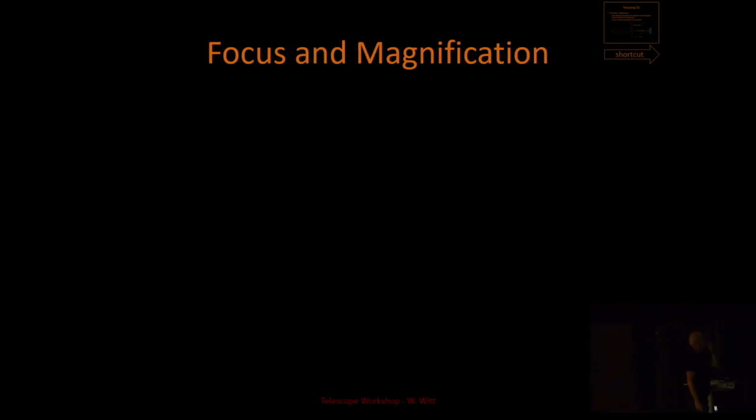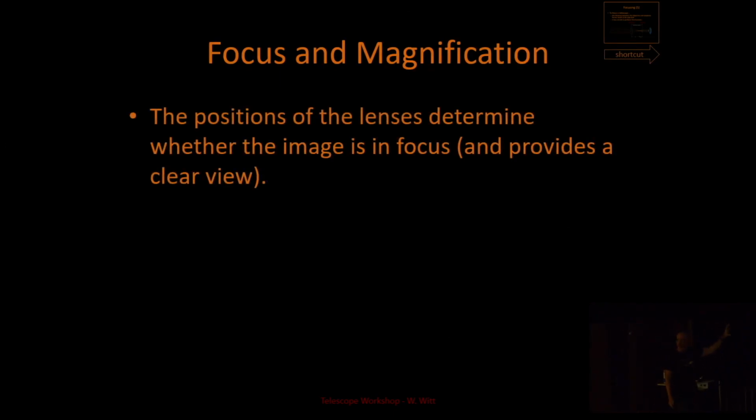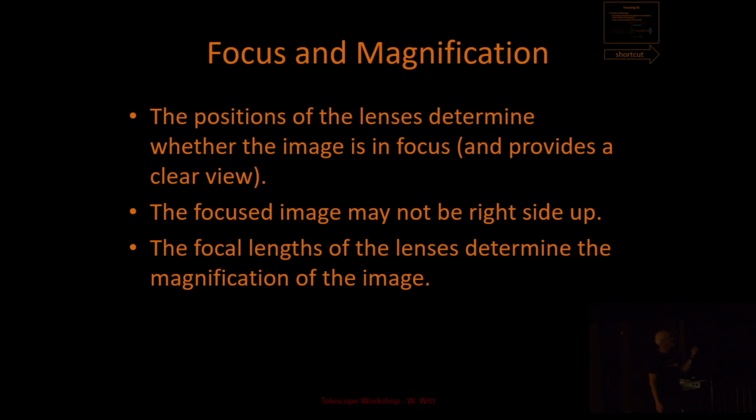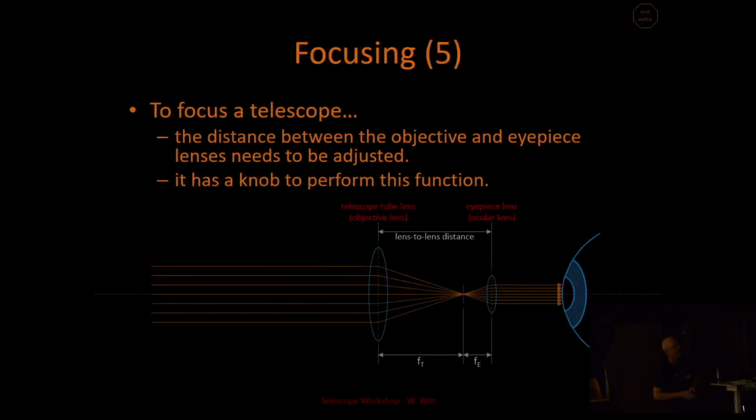Just a little bit on image formation. I'll give you the punchlines first, and then we'll talk about it a little more. This is one of those areas where I'll skip some content, and if you want the next level of detail, you can look for that video I mentioned earlier. We'll give you a follow-up after this session. The position of the lenses determines whether an image is in focus. We talked about the objective and ocular lens; how they're positioned is important so you get a focus. The focused image may not be right side up. And the focal lengths of the lenses determine the magnification of the image. Let's touch on these a little bit more now, and like I said, there'll be even more detail if you follow up with the video.